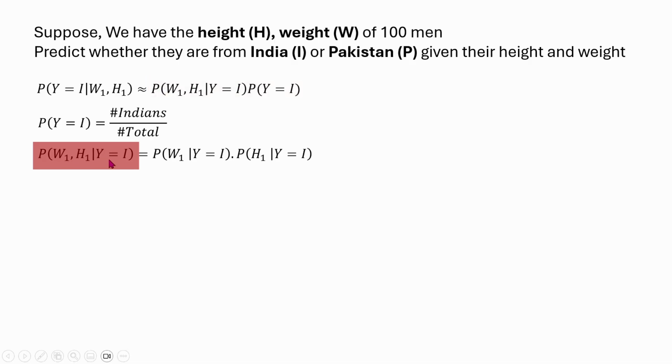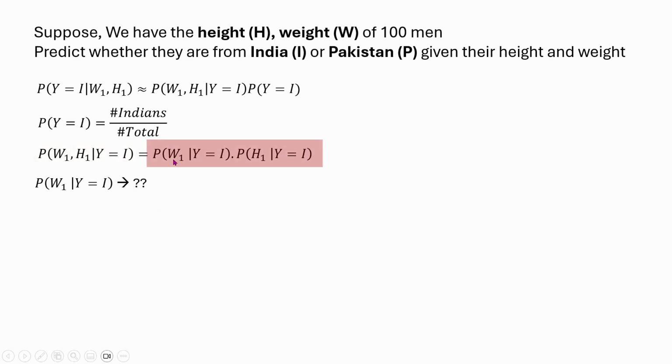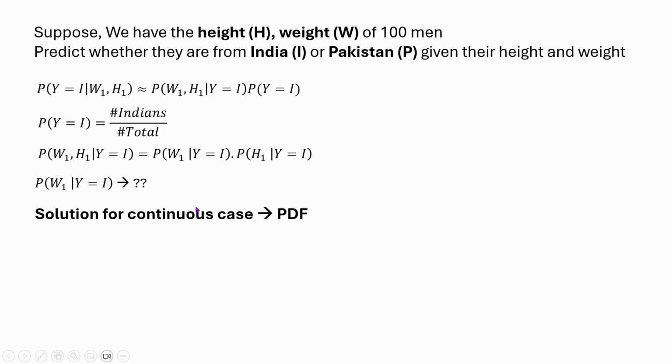If we assume the conditional independence assumption, then we can just break this down like this, right? W1 and H1 are not dependent given that y equal to I, so we can break this down as a product. The real question is, how do we estimate probability of W1 given y equal to I and probability of H1 given y equal to I? The answer is simple. We are going to assume that W1, or any weight, stems from a PDF, a probability density function of a continuous distribution.